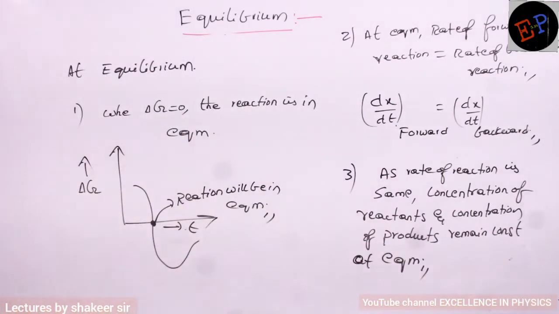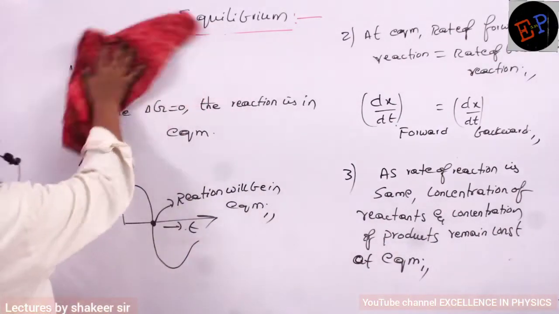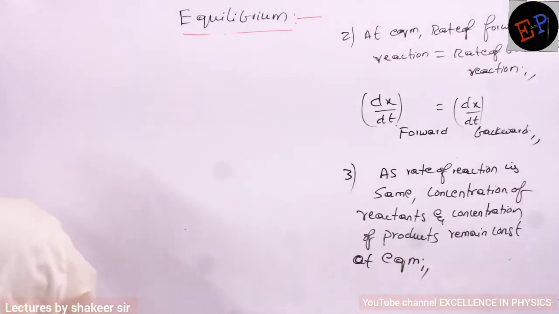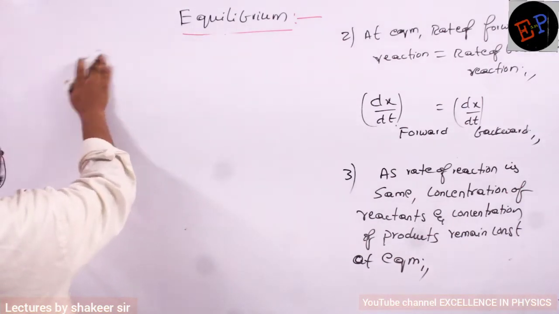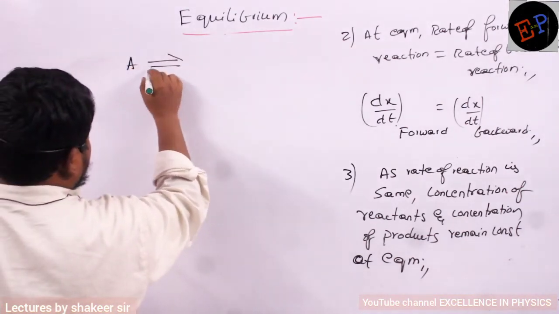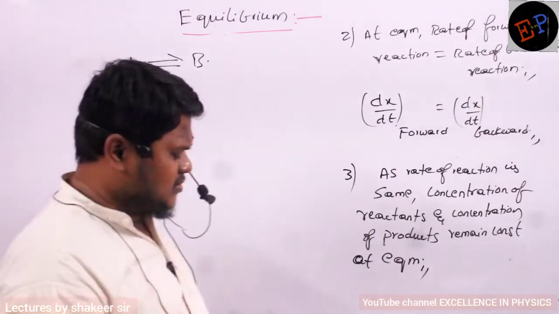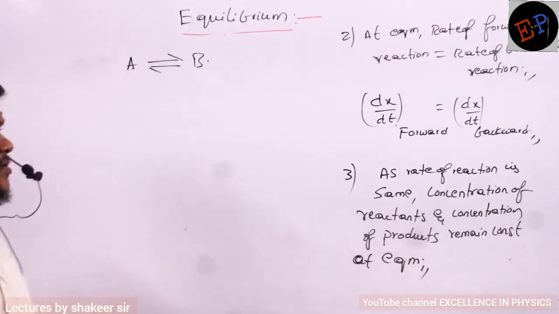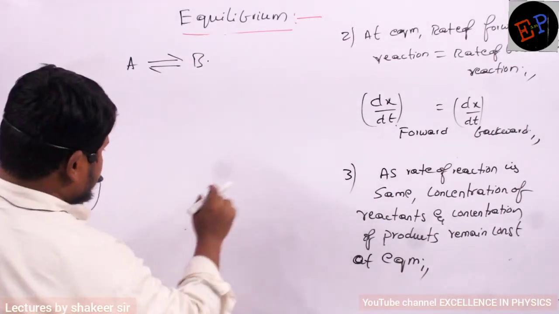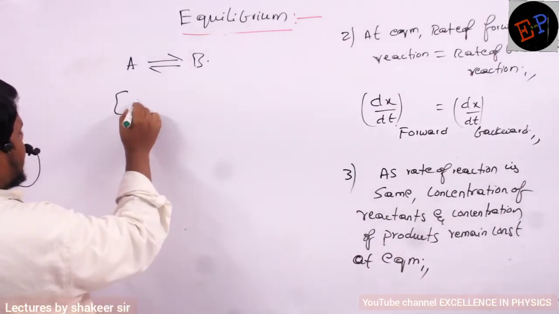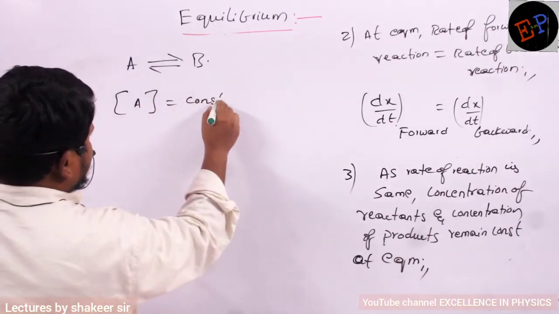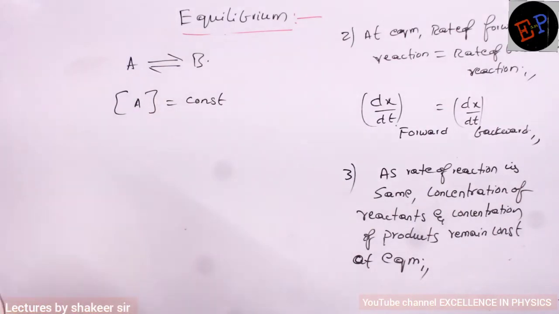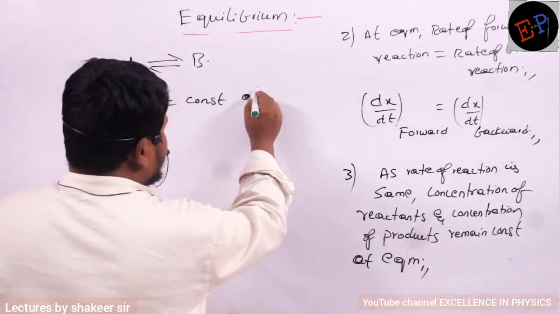Or let us write it in the form of some mathematical representation, ma. Let us consider this is the reaction which is happening. A is converting into B, or A is forming B, and B is also forming A. This is the reaction. So this is a reversible reaction, no? So the meaning of this third statement is, concentration of A is a constant. If I write brackets of A, what is the meaning of this one, ma? It means concentration. Concentration of A is a constant. At which position? At equilibrium.